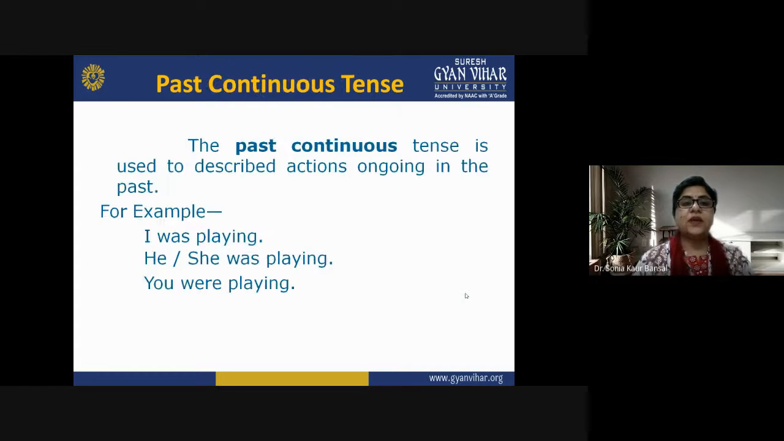That's it. Now, past continuous tense. The past continuous tense is used to describe actions ongoing in the past. For example, I was playing, he, she was playing, you were playing. So that means one action was started in the past, but it was continued for some time in the past. So she was playing, he was playing, you were playing, I was playing. These are all examples of past continuous tense.